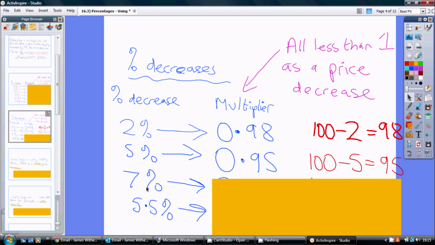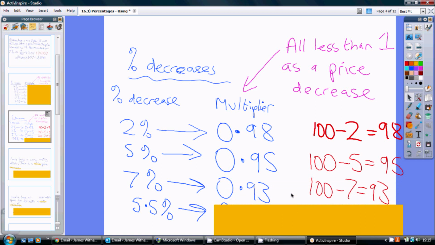Now what about for a 7% decrease? Well, it's going to be 100 take away 7, which is 93. So the multiplier will be 0.93. And then for a trickier one, for a 5.5% decrease, think of 100 take away 5.5, which is 94.5. So the multiplier will be 0.945.